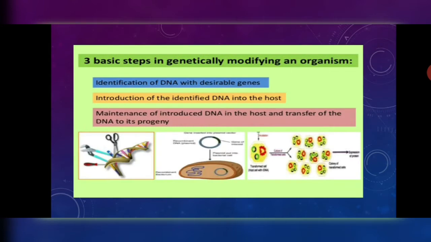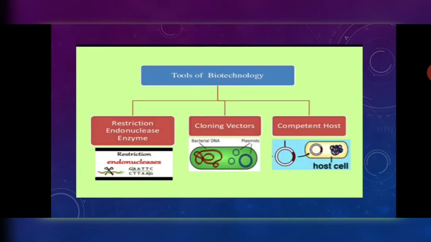The three basic steps that are used in order to genetically modify an organism: identification of the desirable DNA. जिस DNA में हमारा डिज़ायरेबल कैरेक्टर है, हमें टोटल DNA में से वो पर्टिकुलर जीन को आइडेंटिफाई करना है, उस आइडेंटिफाइड जीन को वहाँ से एक्सट्रैक्ट करना है, उसे होस्ट में इंट्रोड्यूस कराना है और उसे होस्ट में मेंटेन करना है, so that that particular characteristic is transferred into the host, into its progeny through that DNA.